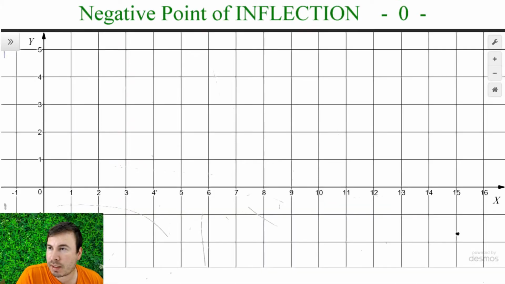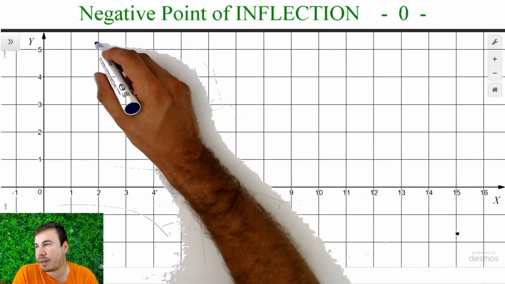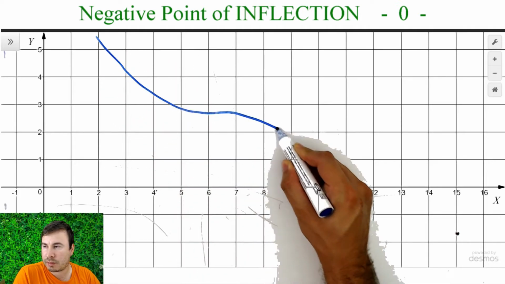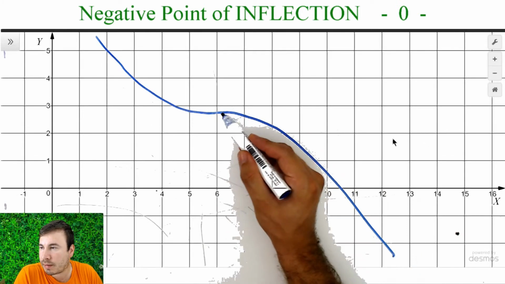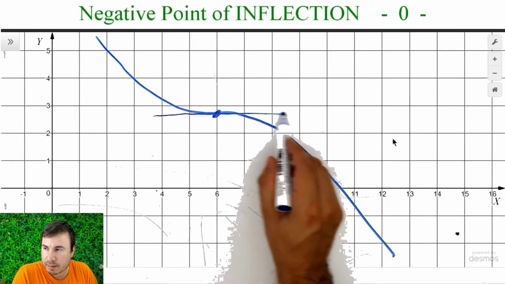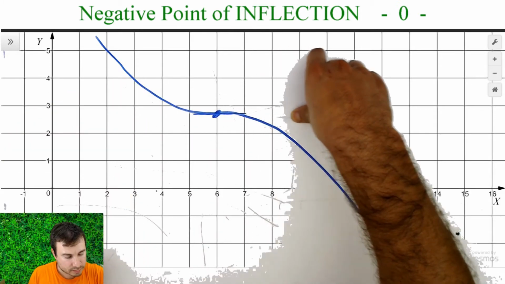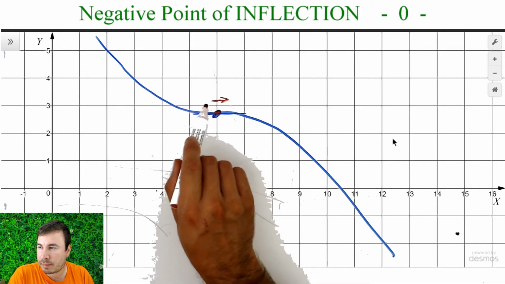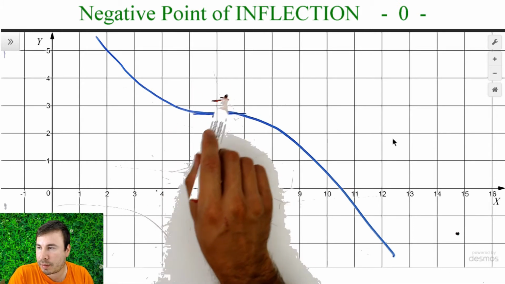This last type of stationary point is called the negative point of inflection. Functions that have this type of stationary points look sort of like this. So here at 6, the function is flat. That's what a stationary point means. The function is not rising, it's not falling at that point. It's just flat. If you're walking, it takes no effort to walk. You're not going up, you're not going down.